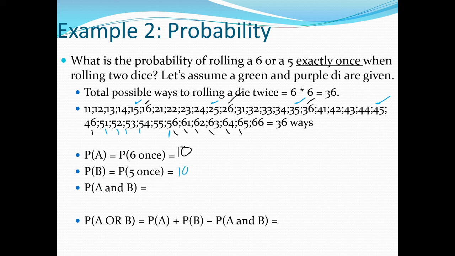Now, what's the probability that they both happen? So basically, again, what's the double counted version? Well, that one is this one right here. This one right here, if you notice, is counted twice. It's counted both in the 6 and it's counted both in the 5. So the probability of it happening is just 1. So there's one case where both 6 and 5 occur once.